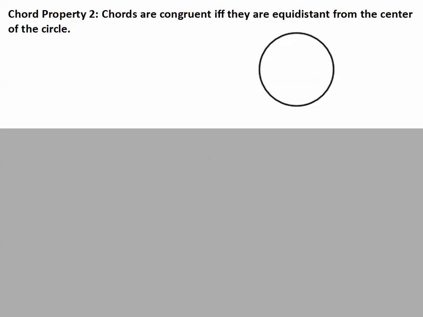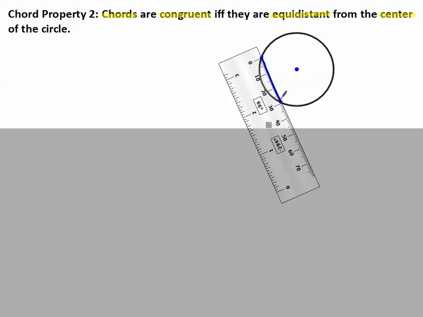Chord property number 2. Chords are congruent if and only if they are equidistant from the center of the circle. So let's start by drawing what we think is the center of the circle. Then let's draw a chord and let's measure it and make sure we draw a chord the exact same length somewhere else in the circle. So you can see I drew a chord that is approximately 30 centimeters on my ruler.